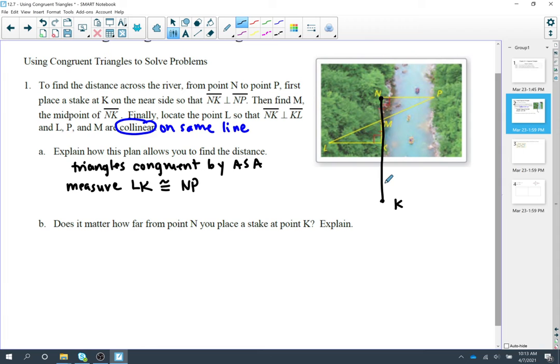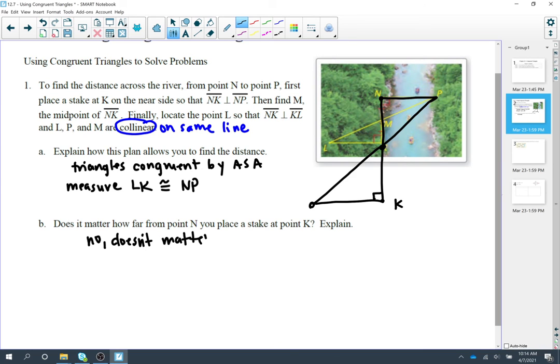Would it matter? So the next thing they said was, well, we have to find the midpoint. So let's say the midpoint's maybe here. And then we have to go find this point out here, L, which is perpendicular. And I have to make sure that all of these are collinear. Would it matter that I put K way down here? Or could I still potentially do this? And the answer is no. It doesn't matter.